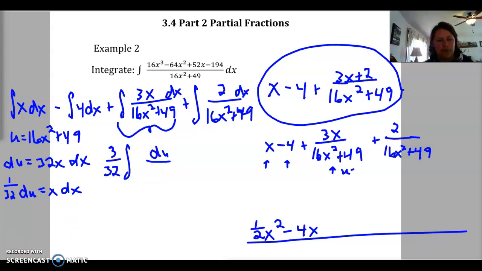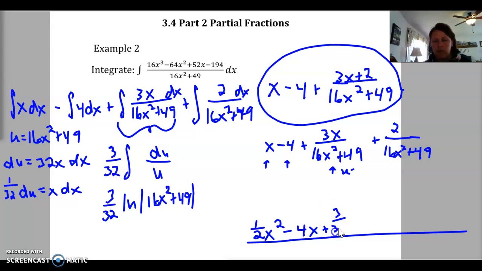Whoops, that's not a u. U. Okay, so for that one, we're going to have 3 over 32 times the natural log of the absolute value of u, which u was 16x squared plus 49. Okay, so then that will be our third term, 3 over 32 natural log of the absolute value of (16x squared plus 49).